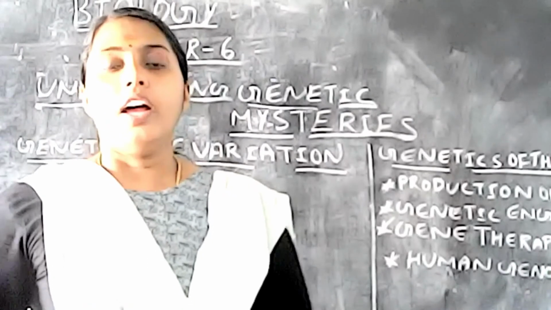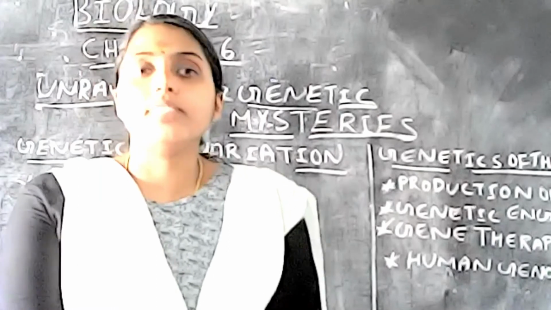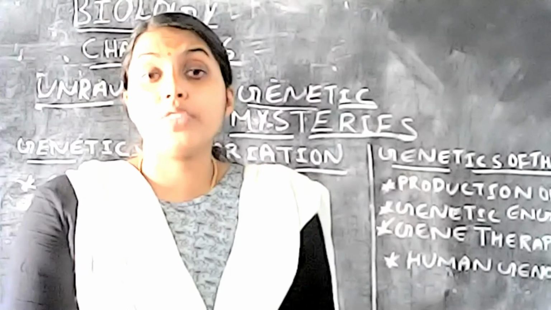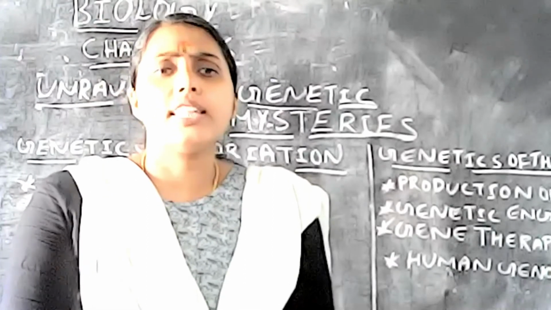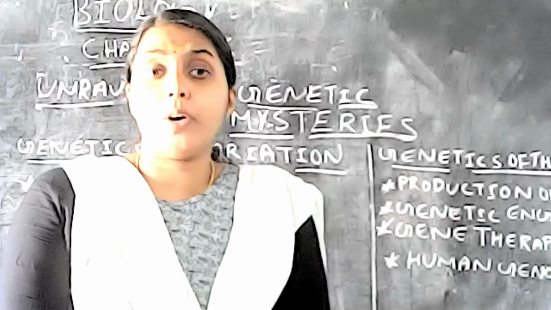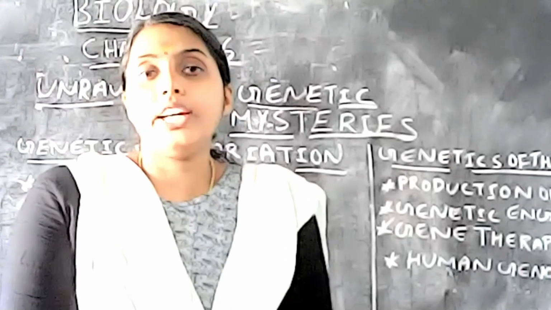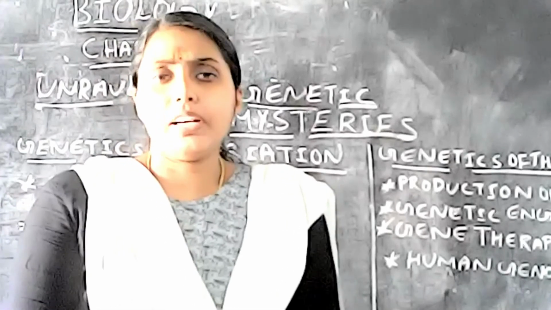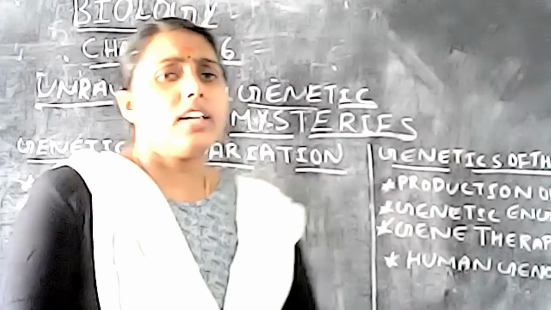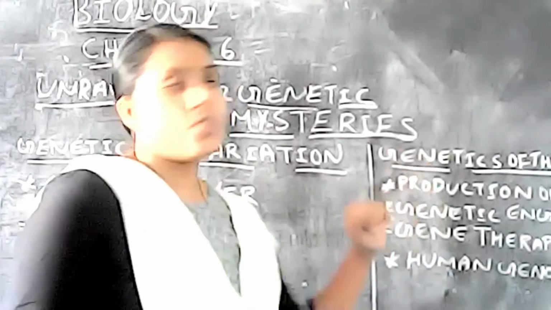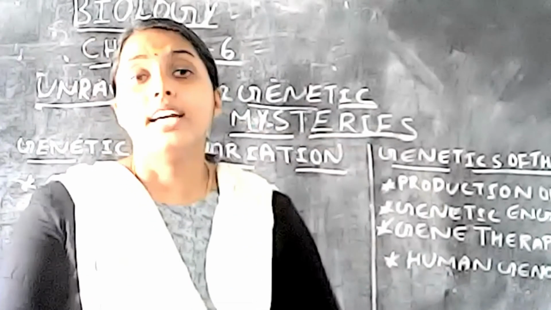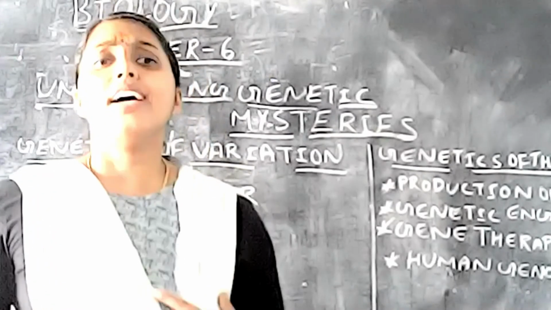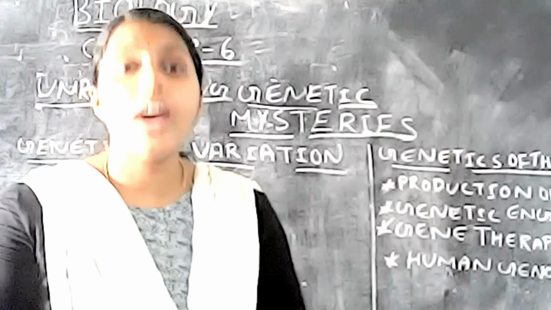Is it clear? Okay, so by this topic, our 6th chapter is finished, and the 7th chapter is a continuation of this 6th chapter. Because in this 7th chapter, we are going to study how genetics is applicable in our daily life, or how it is applicable for the future generation. So next is the genetics of the future. Our seventh chapter name is genetics of the future. It's a continuation of this chapter.